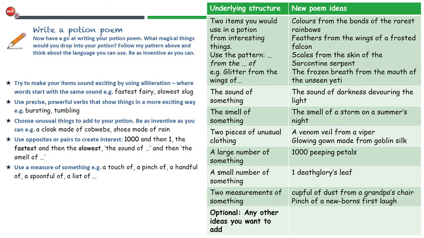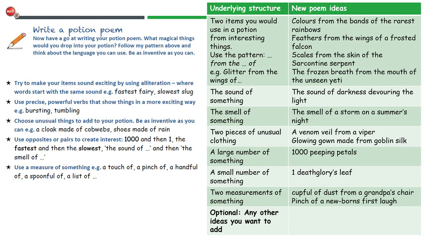So I just came up with more ideas than I needed. And then unfortunately I started running out of space on the PowerPoint, so I just thought of the sound of darkness, devouring the light. Now that devouring, that's what we mean by the precise, powerful verb. The smell of a storm on a summer's night, a venom veil from a viper, a glowing gown made from goblin silk, 1,000 peeping petals, one deaf glory's leaf, a cupful of dust from a grandpa's chair, a pinch of a newborn's first laugh.